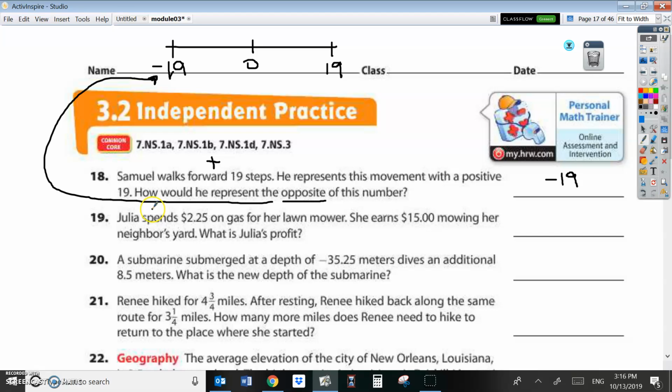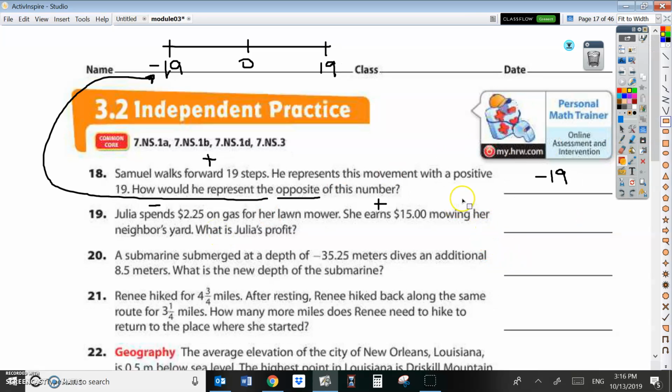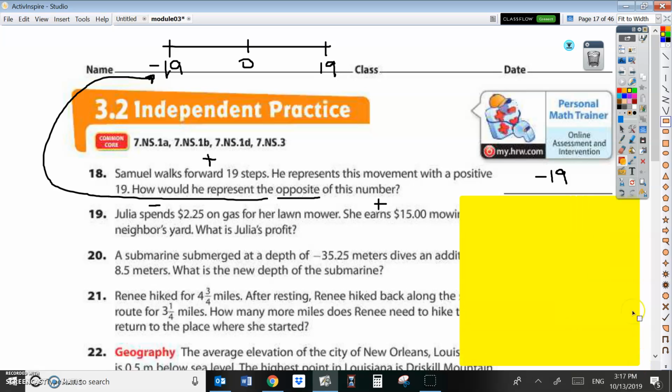Julia spends. Spends is negative. $2.25 on gas for a lawnmower. She earns, is positive, $15 mowing her neighbor's yard. What is Julia's profit? Let's get some space here to work. You work in your notebook also, okay?